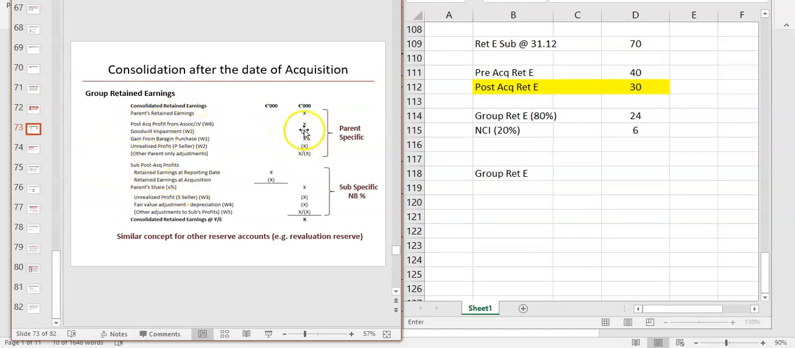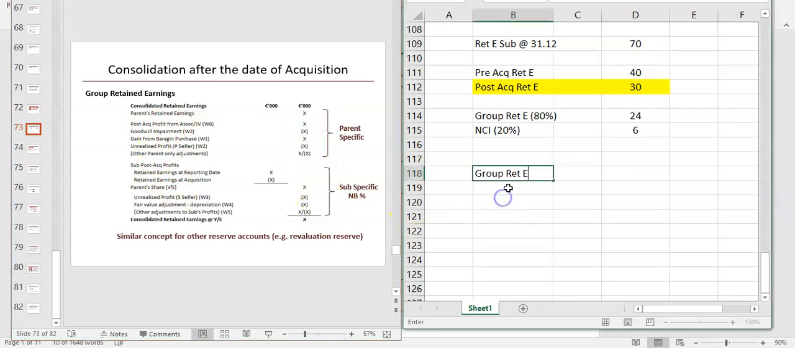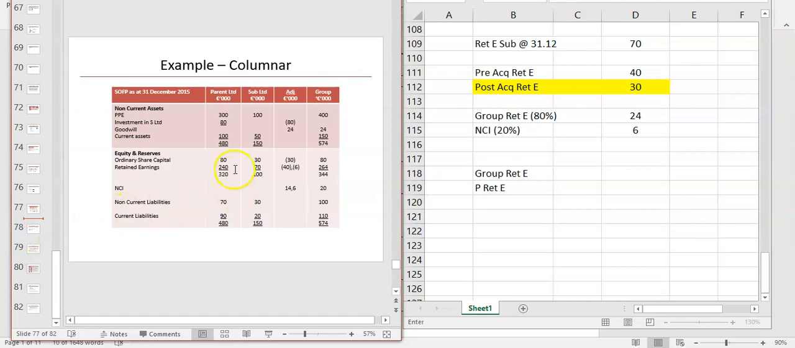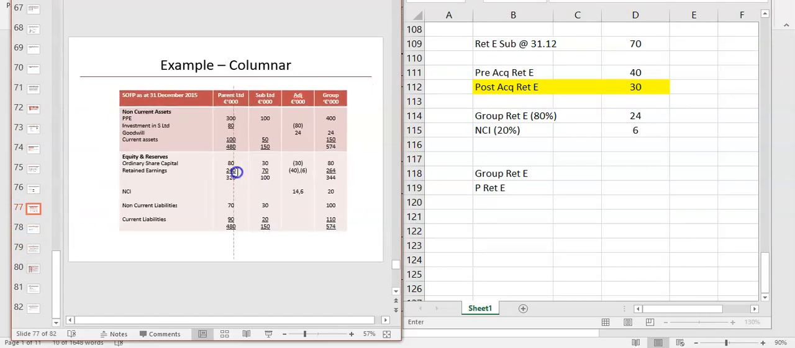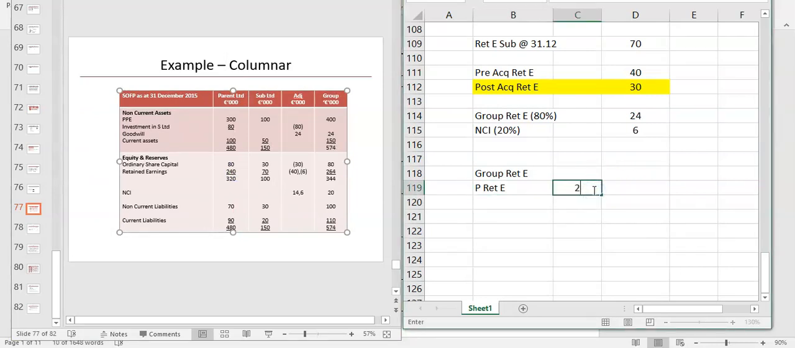It's the parent retained earnings plus the parent's share of post-acquisition profits. We haven't dealt with any of these adjustments yet. Park them for now. We will get to them. Parent retained earnings: go back to the question. We know the parent retained earnings here are 240 at the year end. That's nothing to do with the NCI. That's the parent on their own, 240.